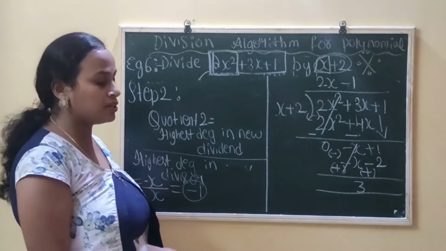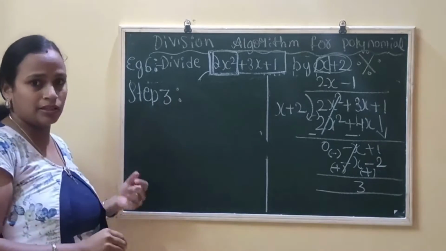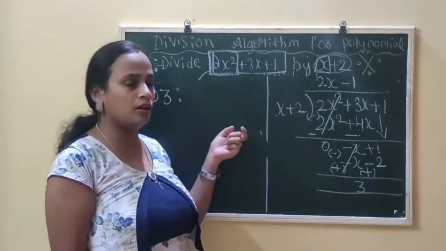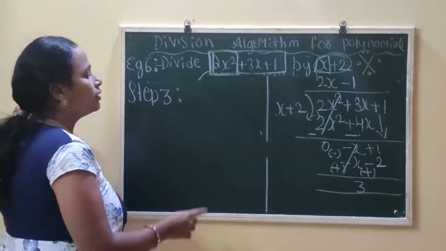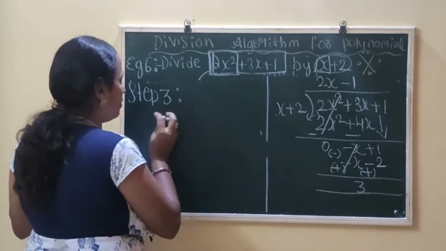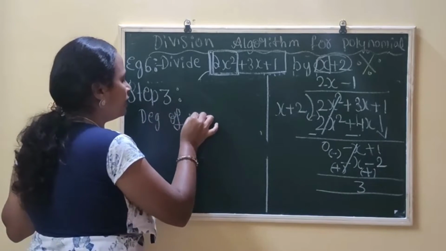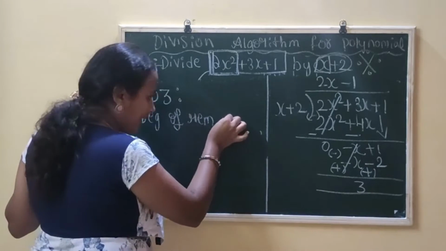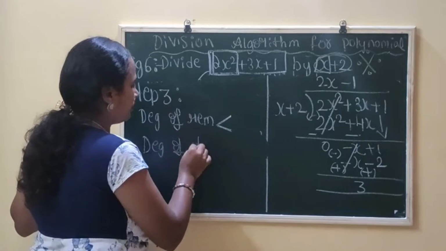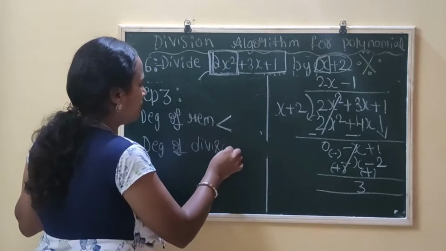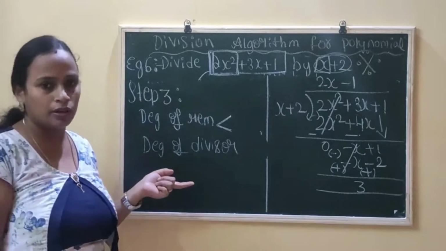So now we'll move on to step 3. Step 3 indicates repeat step 2, that is, whatever step we did previously. Repeat step 2 until the degree of remainder is less than the degree of divisor.